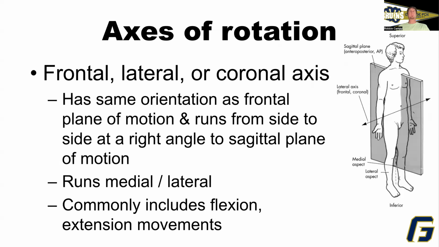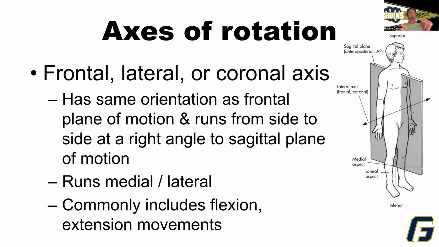If we're looking at the axes of rotation, we'll talk about the frontal axis, which could also be referred to as the coronal or the lateral axis. It has essentially the same orientation as the frontal plane of motion. So it runs from side to side at a right angle to the sagittal plane.